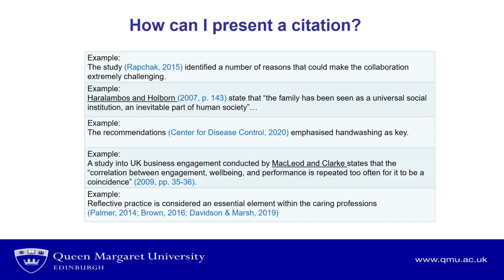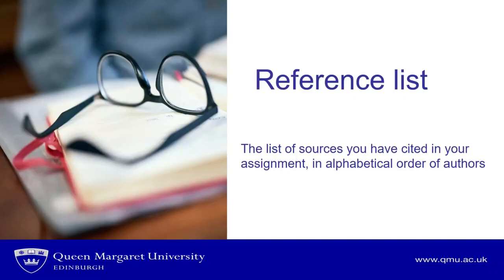For each source, the author goes first, as always, followed by the year, and each source is separated by a semicolon, and these are all surrounded by brackets. So now let's turn our attention to the reference list. The list that's placed at the end of your work details all the sources that you've cited in your assignment, and it's organised alphabetically by first author.